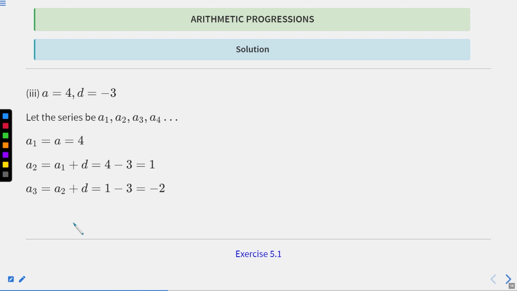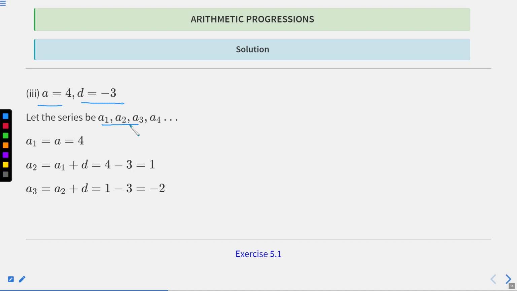So in the third one, we have A is equal to 4 and D is equal to -3. Let the series be A1, A2, A3, A4, and so on. The first term A1 is equal to A, which is equal to 4. That is given to us.